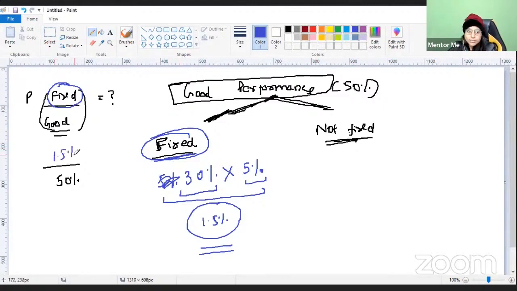We took that and divided by the total pool of good performance, which is 50%, to get a 3% chance. So there is a 3% chance that a CEO will be fired given good performance. Okay, so this is the tree or the logic, whatever you may call it, that can help you, or the formula.